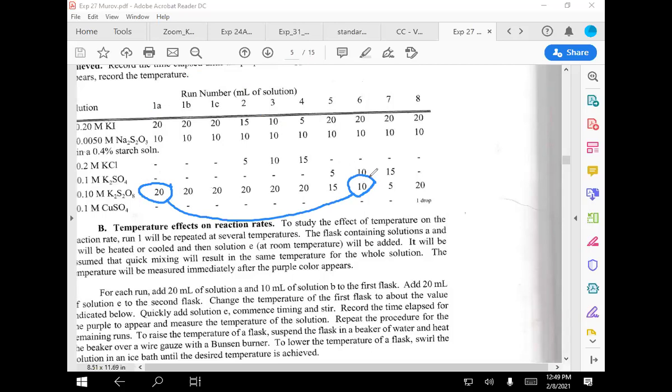The same reactants though, right? Yes. So if we compared the rate of 1A to the rate of 6 and nothing happened, then it would be zero order in the S2O8. If the rate changed, and the rate was proportional, then it would be first order. So you can look at the data, but you're also going to be answering all these post-lab questions.